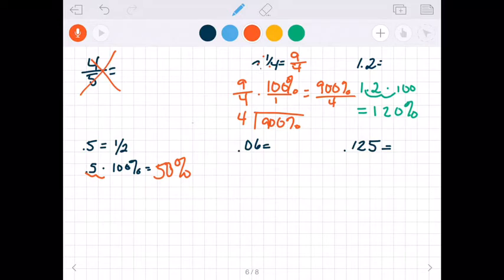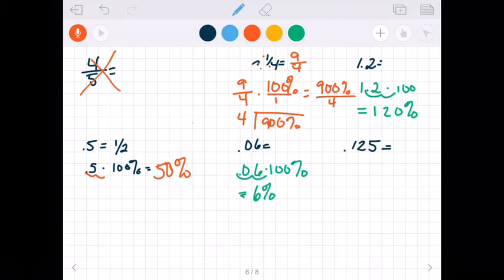Okay, .06, well, once again, let's multiply by 100%. That means we move the decimal point over twice, and we find that .06 is 6%. That's a very small amount of something, isn't it? This next one's kind of interesting because it's .125.